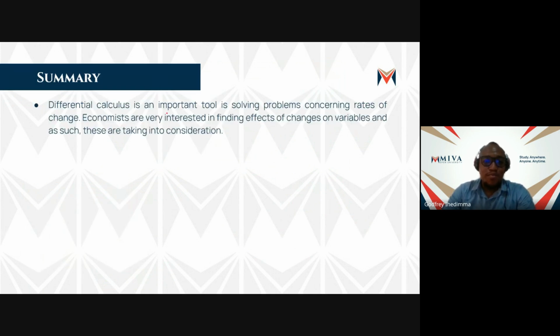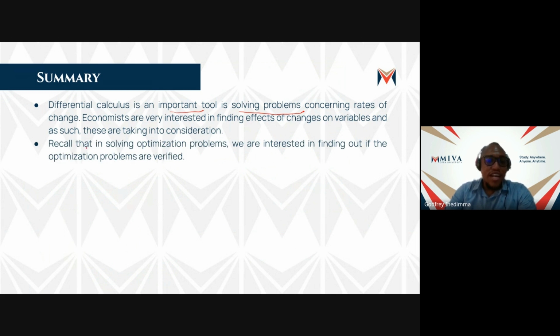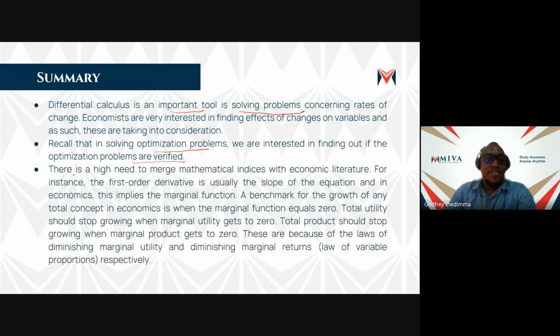differential calculus is an important tool in solving optimization problems, problems that concern rates of change. Economists are very interested in finding effects of changes on variables, and as such, these things are taken into consideration. Now, recall that in solving optimization problems, we are interested in finding out if the optimization problems are verified. And then there is a high need to merge mathematical indices with economic literature. For instance, the first order derivative is usually the slope of an equation.